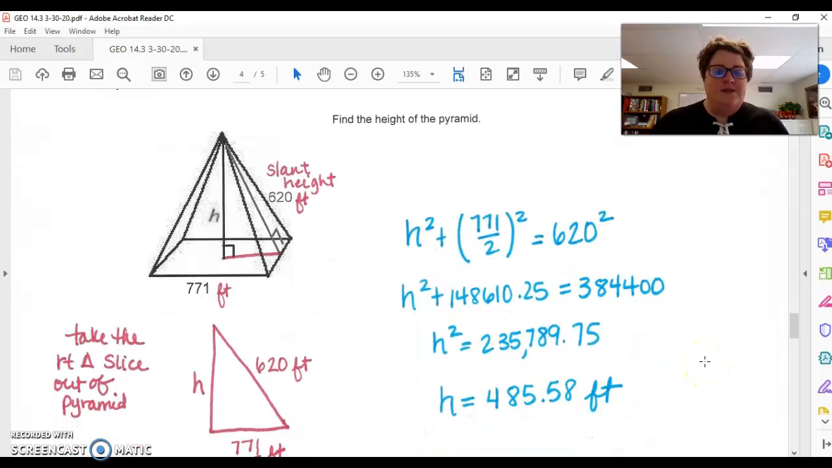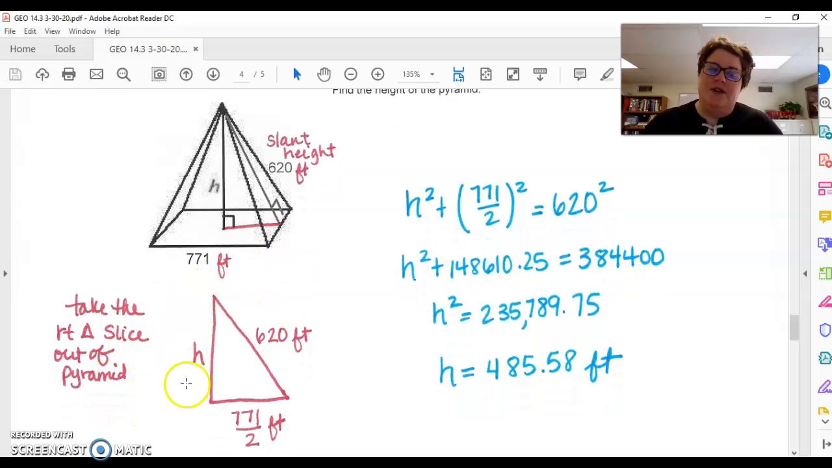Okay. The next one, find the height of the pyramid. So when we do surface area and volume, this is something that we will see. So to find your height, or sometimes we'll have to find the slant height, you want to take out a right triangle slice out of the pyramid. So I've kind of come down here and rewritten it for you. So you have your height.